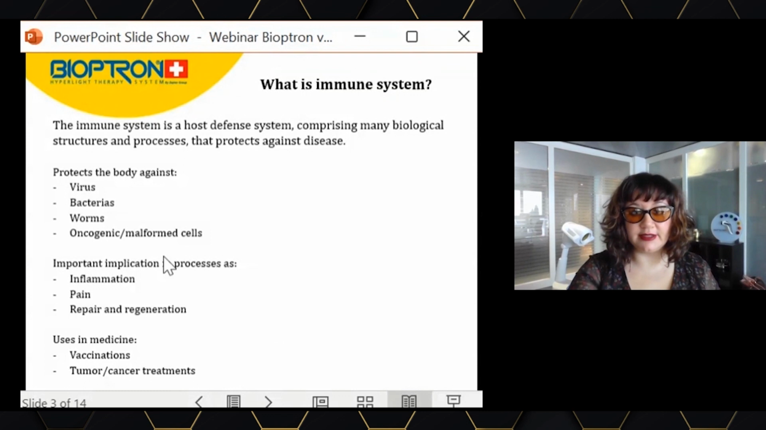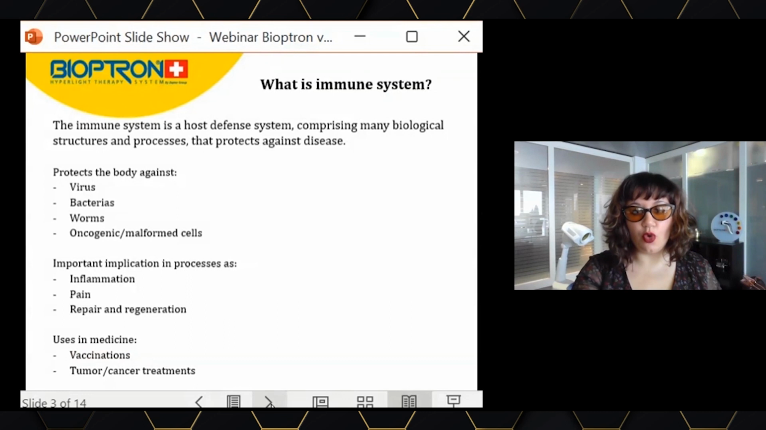protects our body against viruses, bacteria, oncogenic cells. But it's also very important in cellular processes such as inflammation and pain. And of course, the immune system has already been used in medicine, for example, for vaccinations or for tumor cancer treatments. Afterwards, we will see how vaccination and the immune system work.